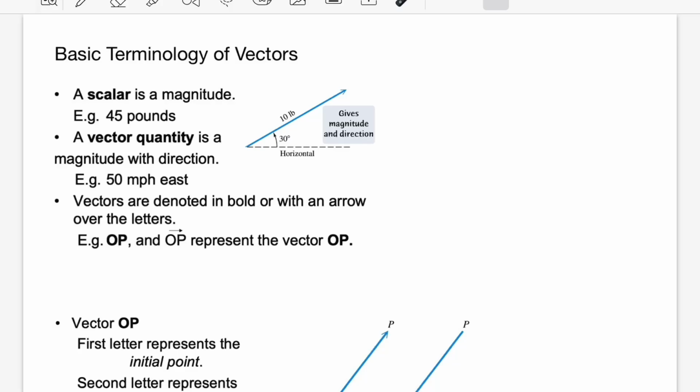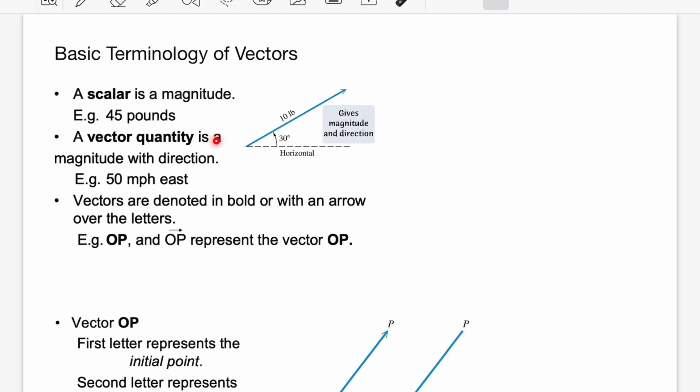In this video, we're going to go over section 11.3 from our textbook, which is on vectors. So first, we're going to start with some basic terminology of vectors. Starting here, a scalar is what's known as just a magnitude. So for example, 45 pounds would just be a scalar.